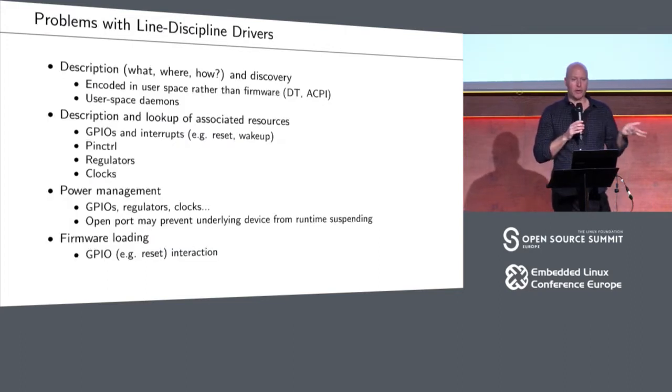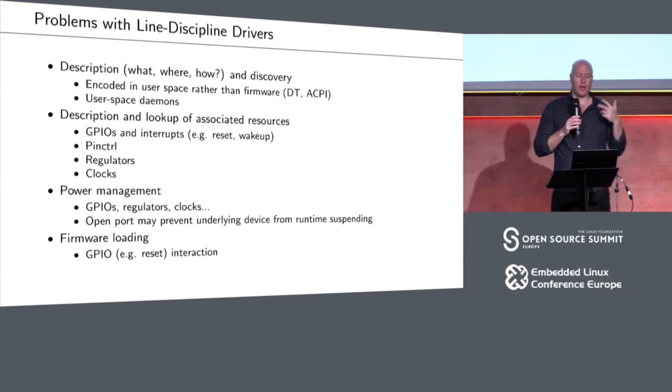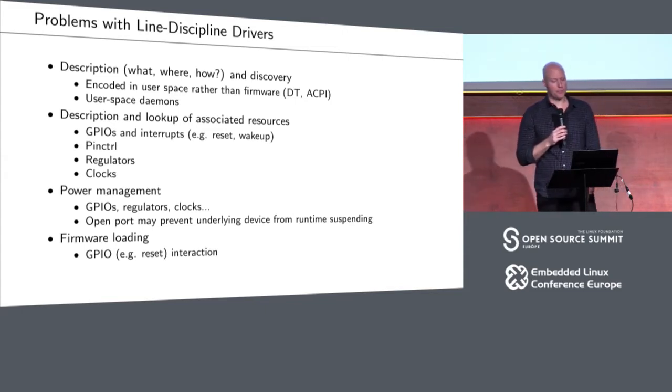So what's the problem here? First of all, the description of what's going on, the description of your hardware, what is connected where and how, lives in user space rather than being coded in firmware. Firmware being then typically device tree or ACPI. And this means that you don't get any automatic discovery. We need to launch these user space daemons before we can actually access the Bluetooth device.